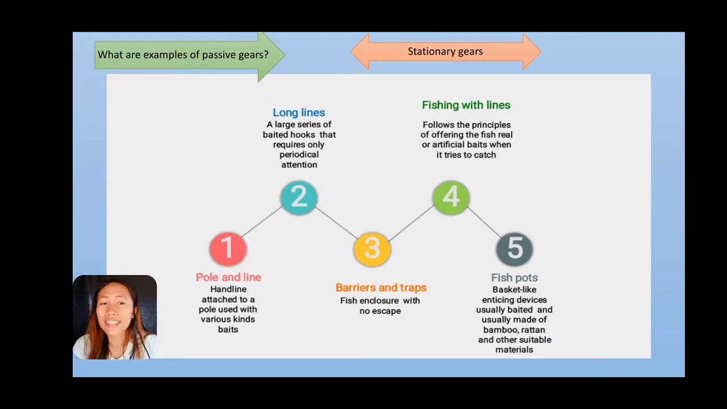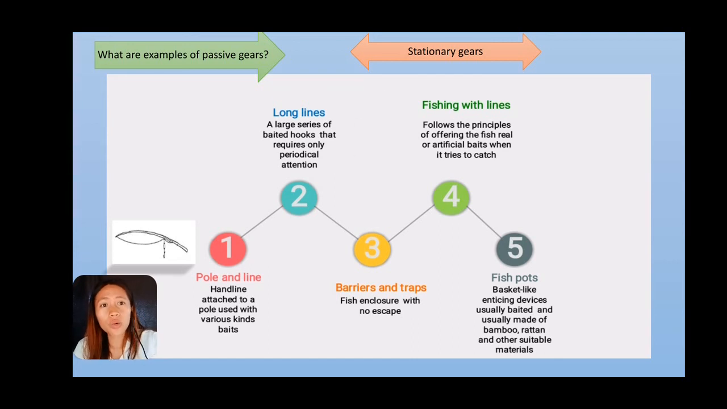So, what are examples of passive gears? Passive gears are stationary gears. So, the first one is the pole and line. This is a hand line attached to a pole used with various kinds of baits. The pole is the fishing rod which is used in catching fish, but it doesn't catch many fish.